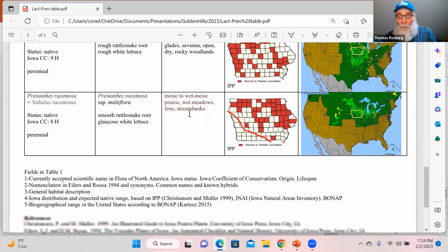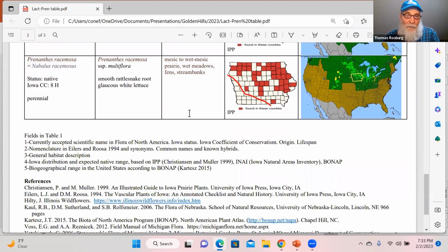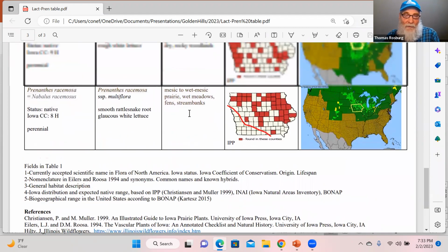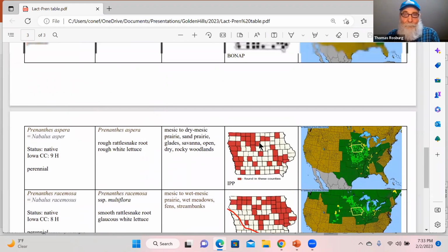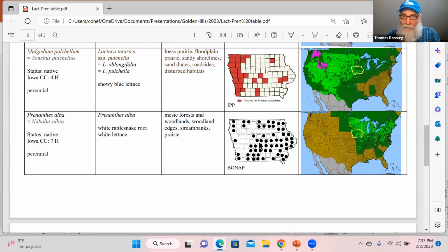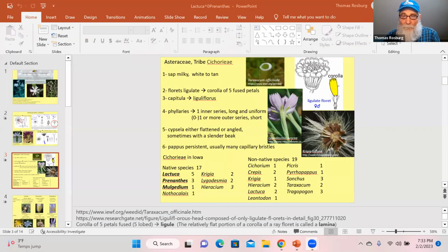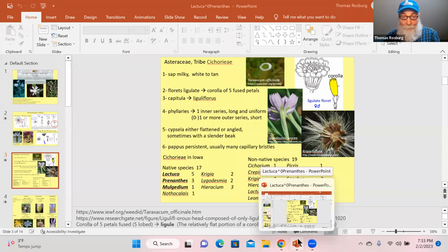So that's what this is for, is to help you, again, just understand and learn more about these species, and again, more importantly, know which ones are native to your county. Okay, now we're going to go back to the PowerPoint and take a look at these species now.